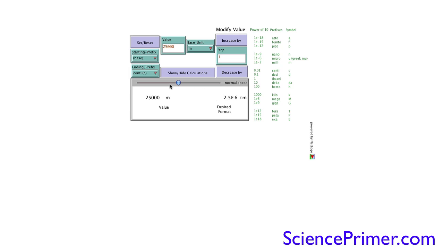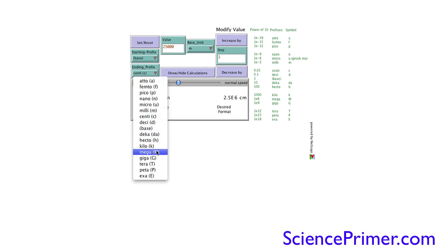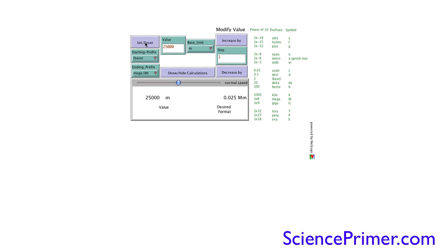Or, by changing the target prefix again, we can see that 25,000 meters is also equal to 0.025 megameters. The value in the main window can also be changed by a set interval by entering a number in the box labeled step, then clicking increase or decrease to update the numbers in the main window.